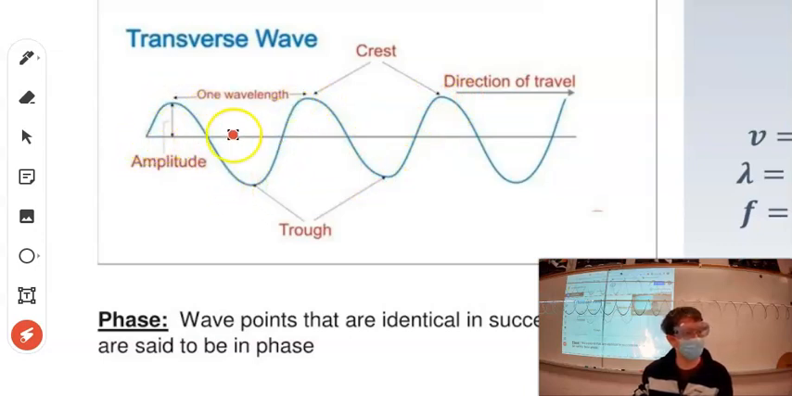Now the distance between that center equilibrium and your crest is the amplitude, which is the exact same as the distance between that center equilibrium and your trough. So this distance, or this distance, or this distance, whatever you want, from the center to either your maximum point or your minimum point, we call the amplitude.